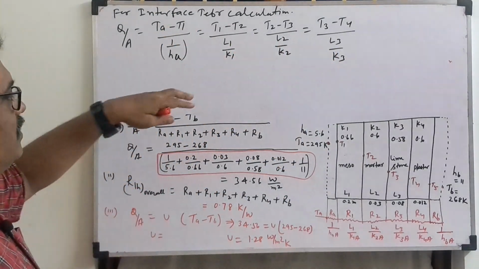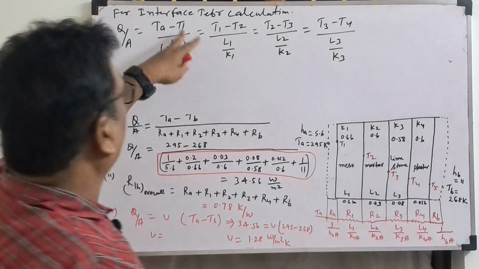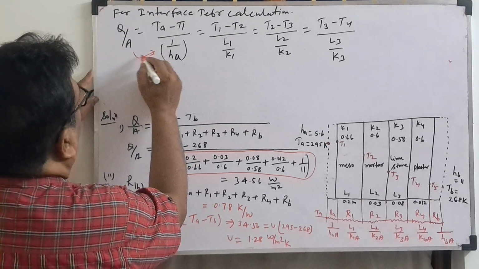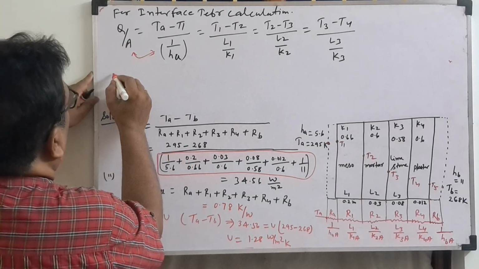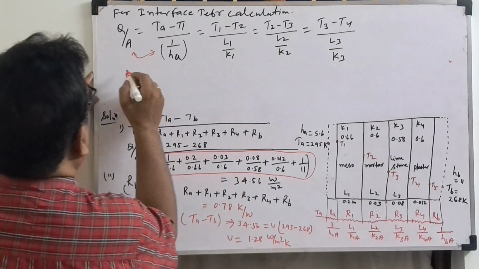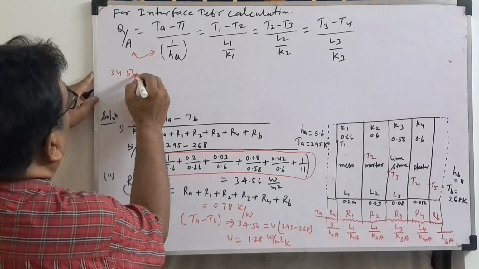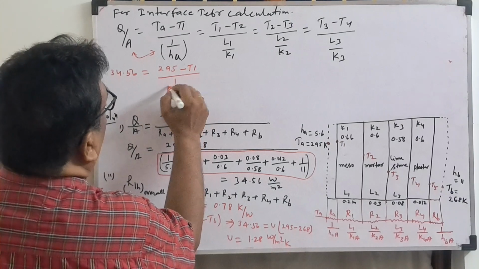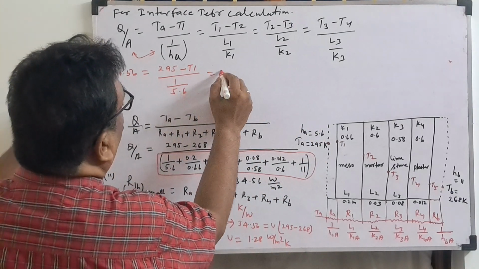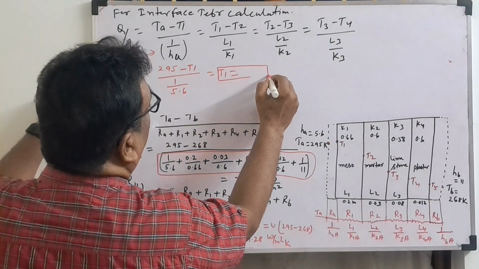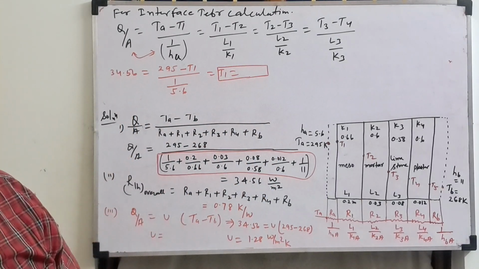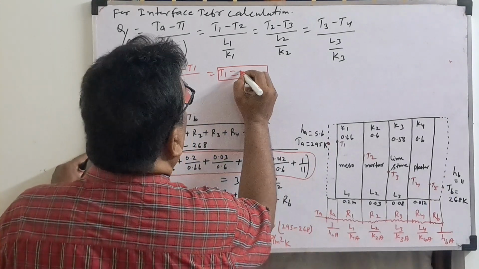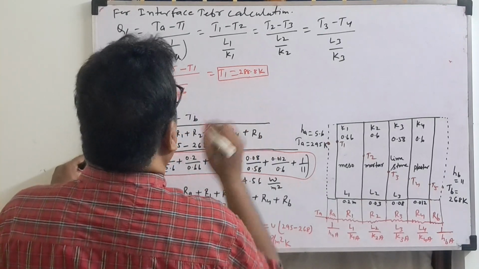So if you want to calculate T3, directly you cannot calculate. What you have to calculate? T1 and T2 you have to calculate. So what will we do here? You will consider first 1, 2. So Q by A, what is Q by A here? 34.56. So directly I am writing 34.56 equal to TA, 295 minus T1, divided by 1 by 5.6. So you will get T1 from here. How much T1 I calculated? T1 I calculated 288.8 Kelvin.